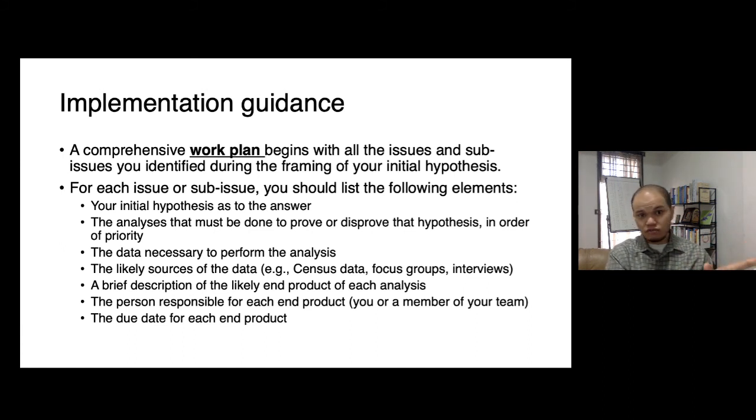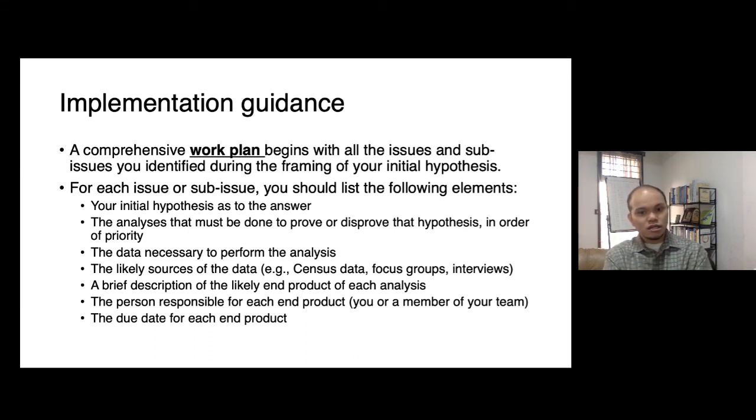Do you need to do a survey? Do you need to gather data? Do you need to do interviews? We'll talk more about the techniques of data gathering as we go along. Then, the data necessary to perform the analysis and the likely sources of data. Would this be people? Would this be databases available for everyone, or databases that you need to pay for?